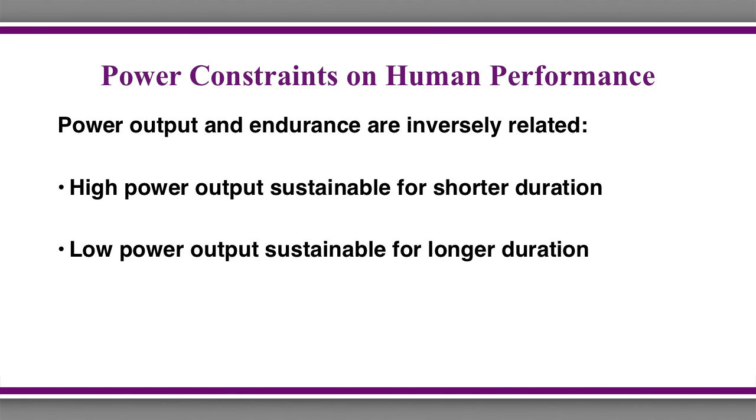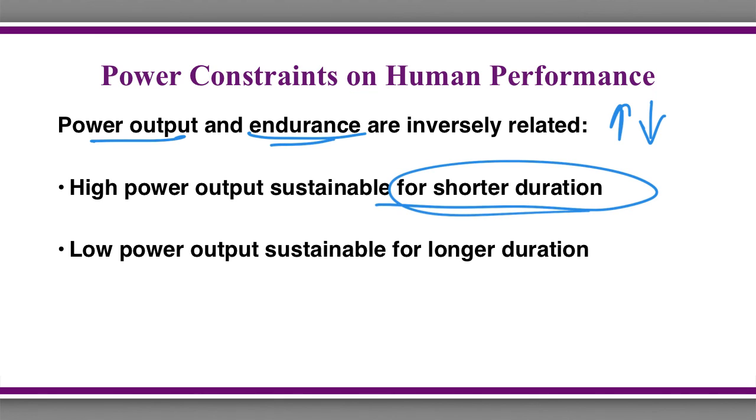Now, there are significant constraints to power with human performance, and that is because power output and endurance are actually inversely related, meaning if power goes up, endurance is going to go down, and vice versa. So high power output, meaning you are exerting a large force over a great distance, is sustainable for only a short duration, where low power output is sustainable for long duration.